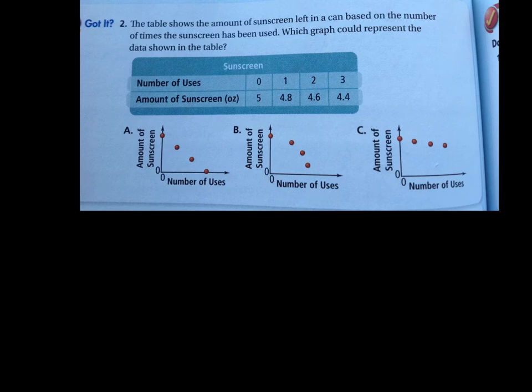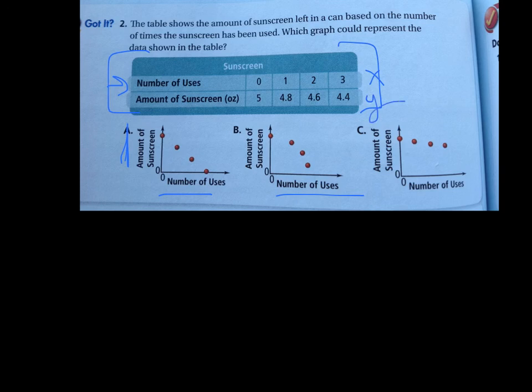So this is your only practice problem. The table shows the amount of sunscreen left in the can based on the number of times the sunscreen has been used. Which graph could represent the data shown in the table? So you're given this table. These are like points, right? The number of uses is along the x-axis, so this is like our x. And the amount of sunscreen is along the y-axis in all of them, so this is like our y.